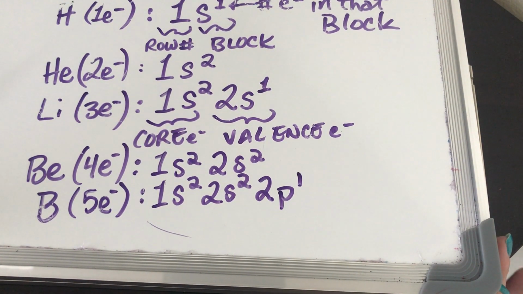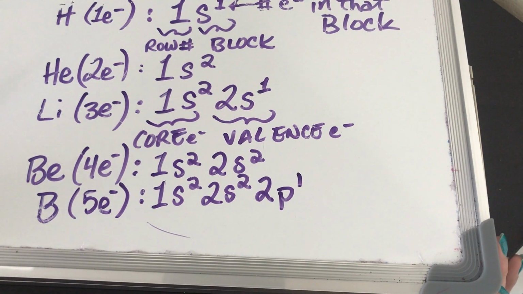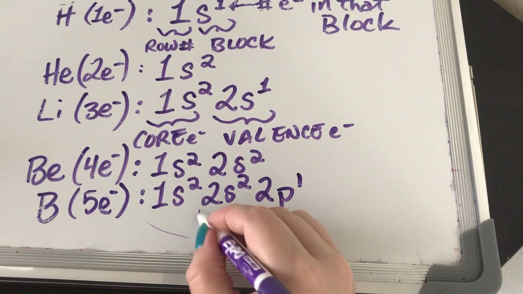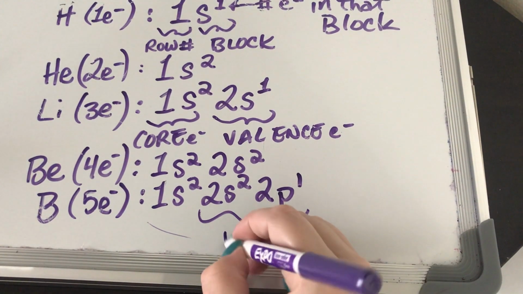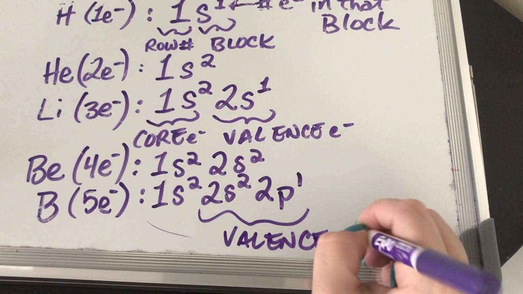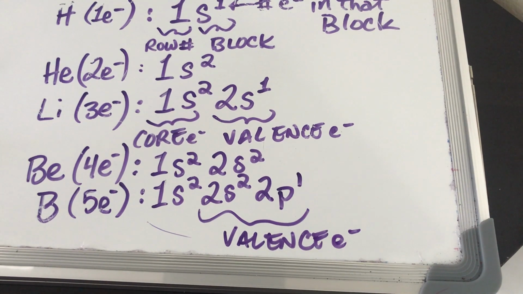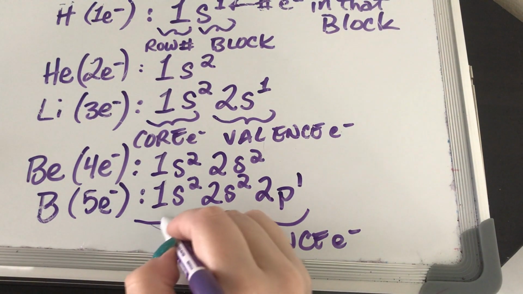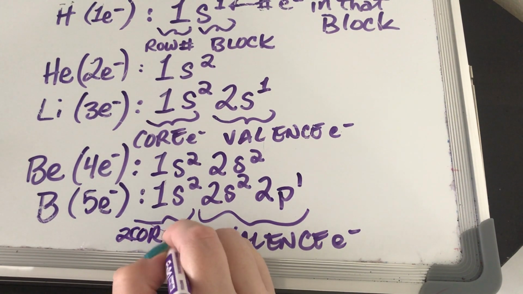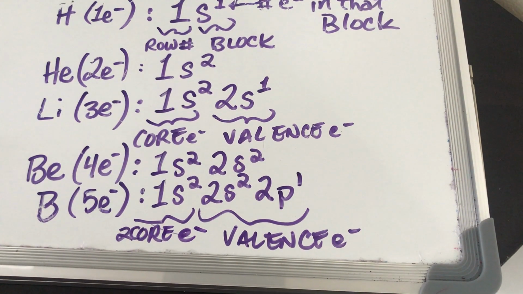So, looking at boron's electron configuration, how many valence electrons does boron have? 3. It has 3 valence electrons, right? Everybody okay with me on that? And it has 2 core electrons, right?